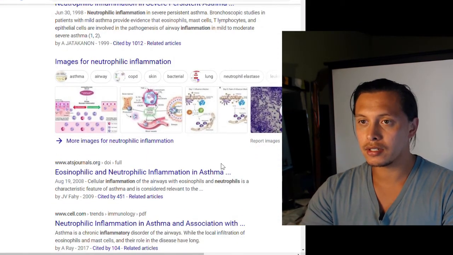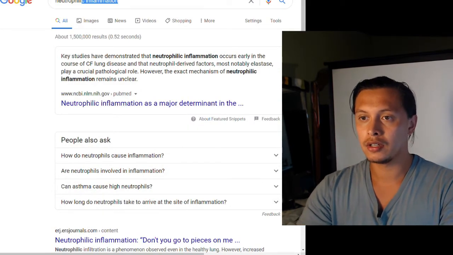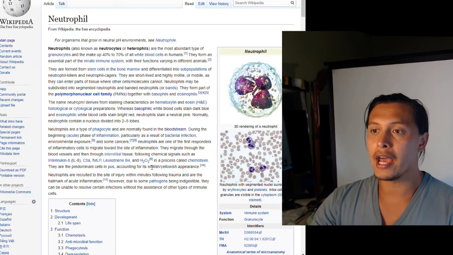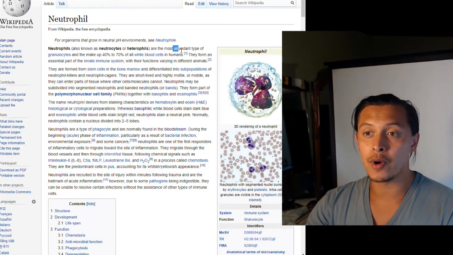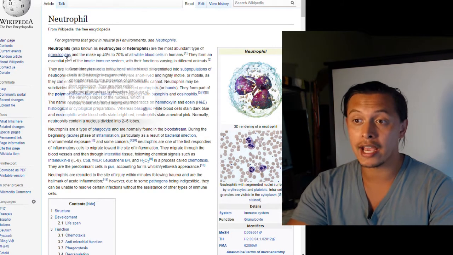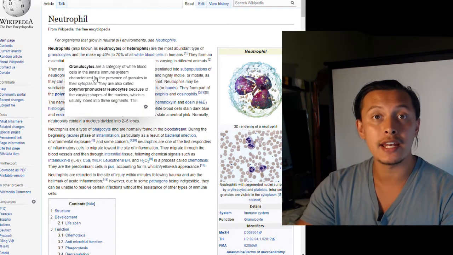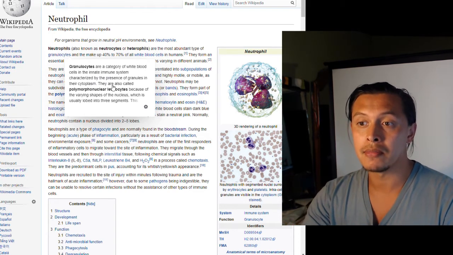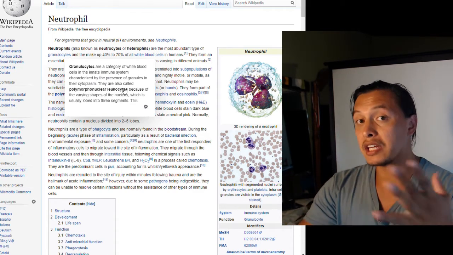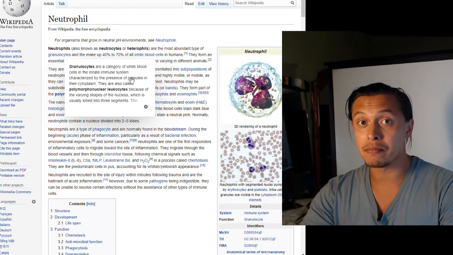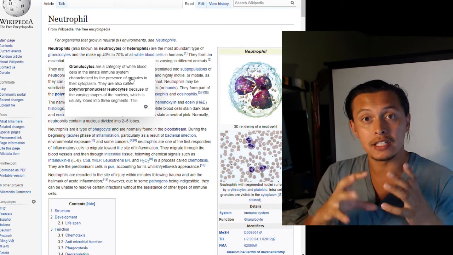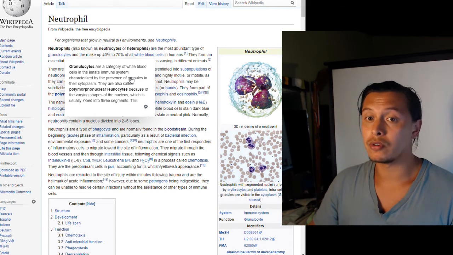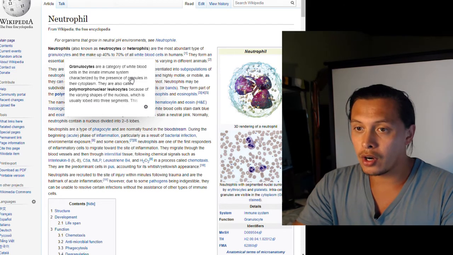You know what? Let's just look up what a neutrophil is explicitly. It's a type of white blood cell, and they're the most abundant type of granulocytes, and the granulocytes are a category of white blood cells in the innate immune system, characterized by the presence of granules in their cytoplasm. So basically, they can release certain things into the environment. They have chemicals within the granules, and they can often release these granules into the environment to elicit different effects.